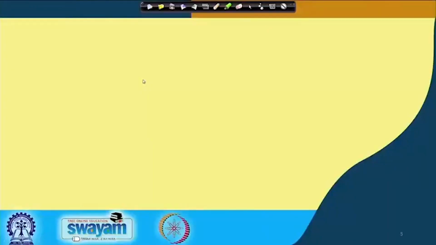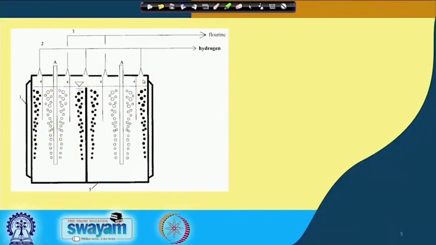So, welcome back to this class once again, where we are talking about the production of fluorine gas, and our byproduct was hydrogen gas also. So, we have to use the electrolysis cell, and the corresponding structure of that particular electrolysis cell we have already discussed. So, now we see the diagram, the flow diagram for it.